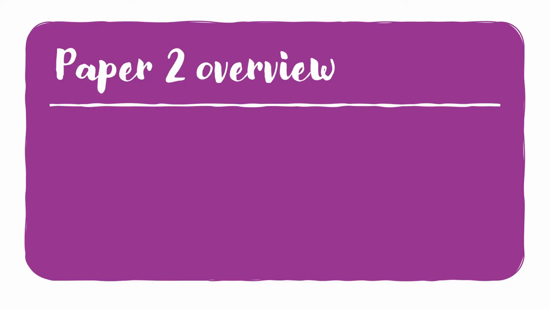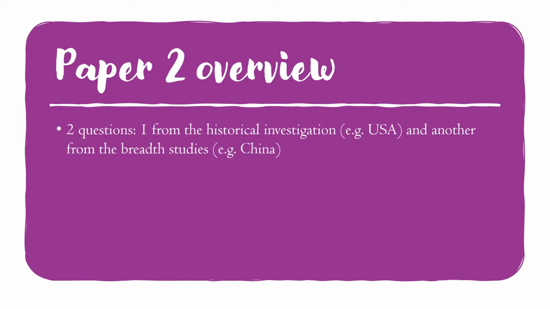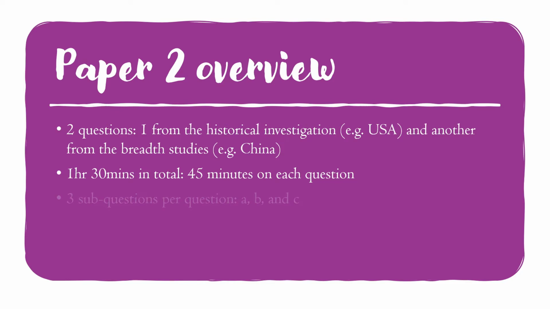So what is paper 2 in this course? There are two questions. One is from the historical investigation section that you need to answer, for example the USA, the First World War, and another is from the breadth studies section, for example China, but there are several options for each. Just like paper 1, you get 1 hour and 30 minutes in total. I'd recommend spending about 45 minutes on each question, although sometimes the historical investigation section will take you less than that, so you can devote a bit more time for the breadth studies.